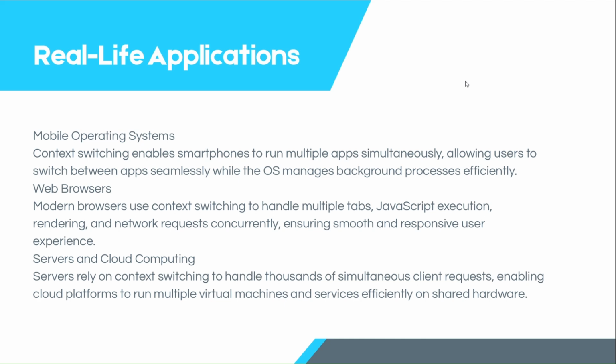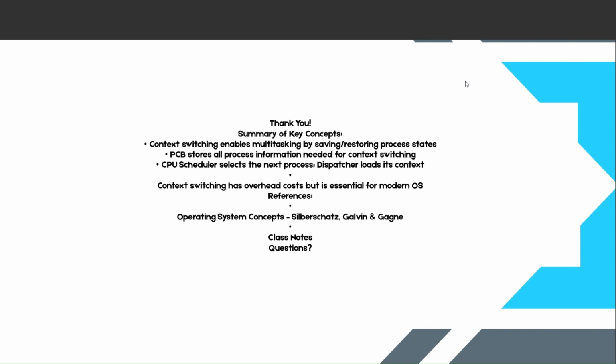So finally, we explored several real-time applications including smartphones, web browsers, and online games. Understanding context switching helps us appreciate how operating systems manage multiple applications smoothly while ensuring fairness, efficiency, and responsiveness. So we can conclude our presentation.